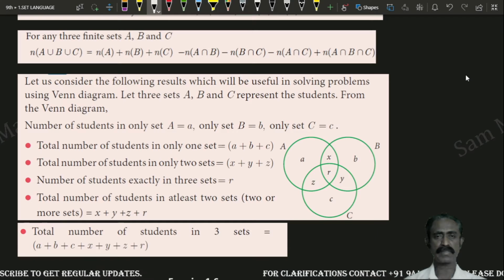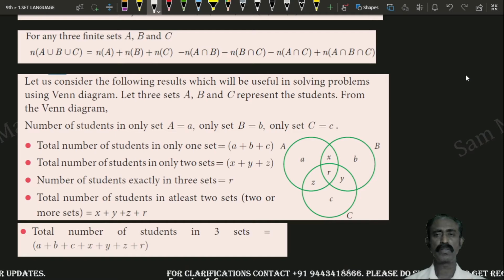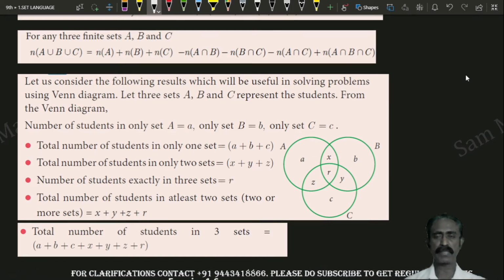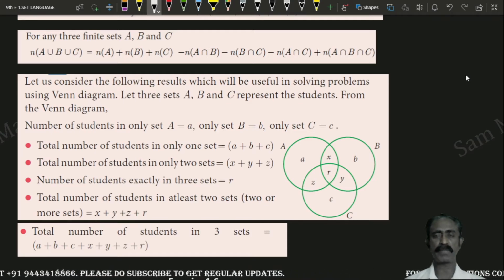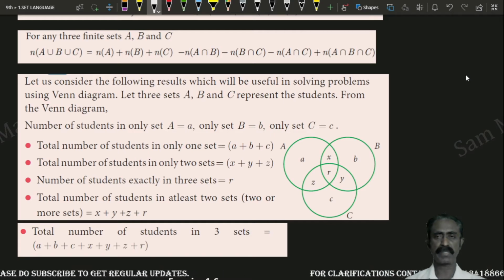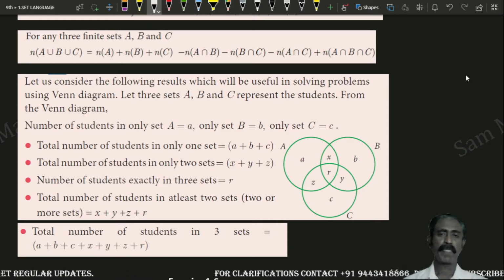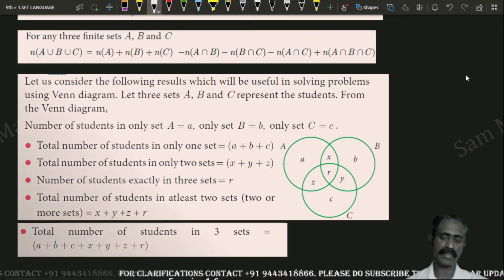Total number of students in at least two sets. At least two sets means what? Two or more. In that case, we are getting X plus Y plus Z plus R. Then, total number of students in three sets. You have to add all the possibilities: A plus B plus C plus X plus Y plus Z plus R. This is the result for total number of students in three sets.